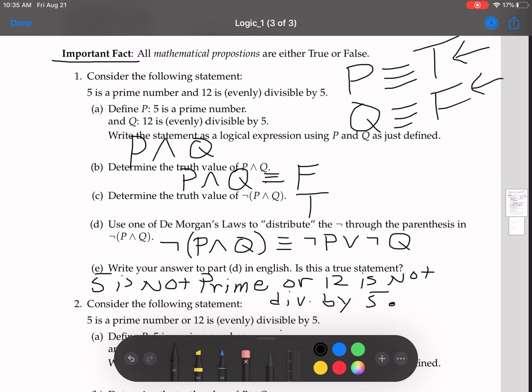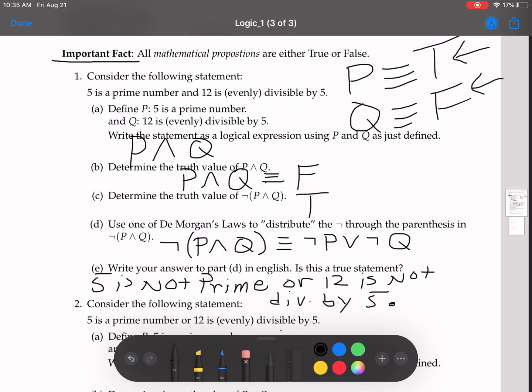Okay, so in part B, we see that P and Q is false, right? So we know that its negation must be true. But it's really weird to say it's not the case that 5 is prime and 12 is evenly divisible by 5. Think about if you were to say that to somebody on the street, right?